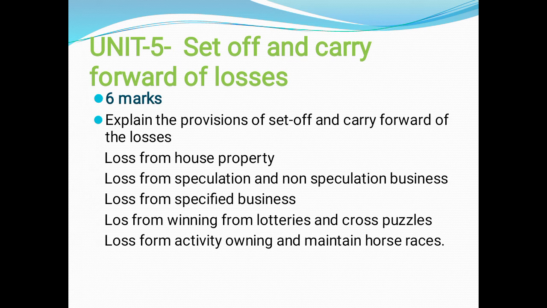Then 6 marks, again, explain the provisions of set off and carry forward of losses. For 6 marks there are no problems or practical questions. It's a completely theory question. You have to explain how to treat loss from house property, which means against which income you are going to set it off. Then loss from speculation or non-speculation business, loss from specified business, loss from winnings from lotteries and crossword puzzles, then loss from the activity of owning and maintaining horse races. These are the certain types of losses which we have to set off against certain income. So how you are going to treat them, the treatment you have to tell.